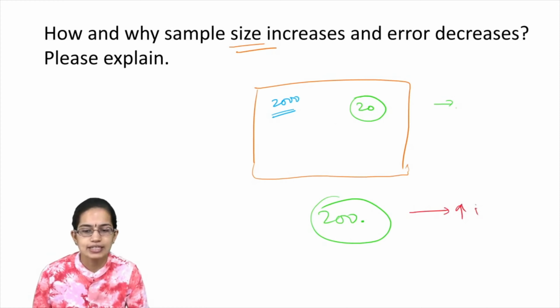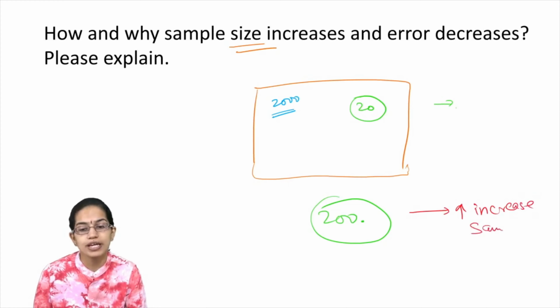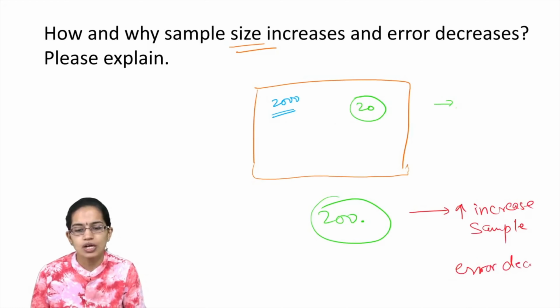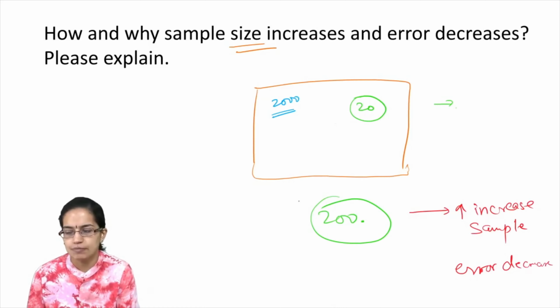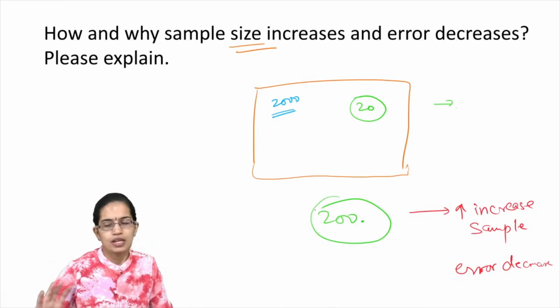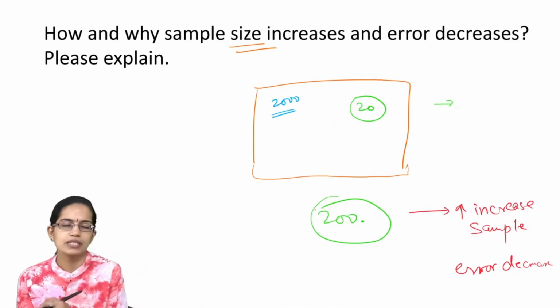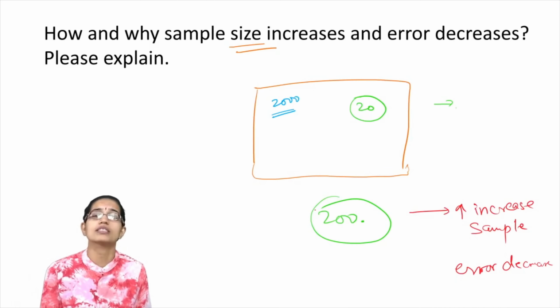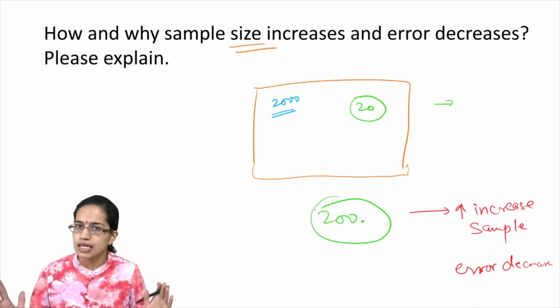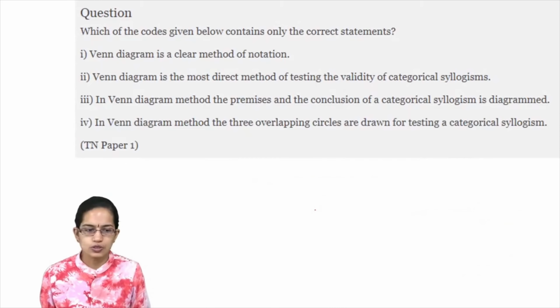So as I increase my sample size, the probability of error would what? The error would automatically decrease, because there is a higher probability that I am taking a uniform set of the population. So whenever we are doing approximations, if we are reducing the sample size, our errors would increase. If we are increasing the sample size, our errors would decrease. I hope that's clear. The next question.